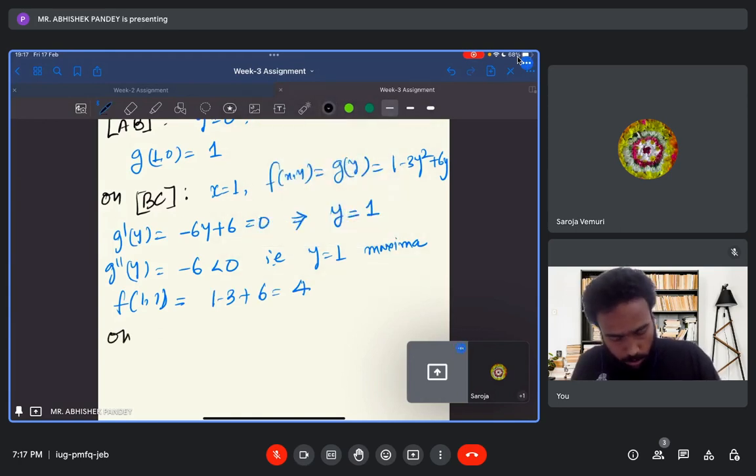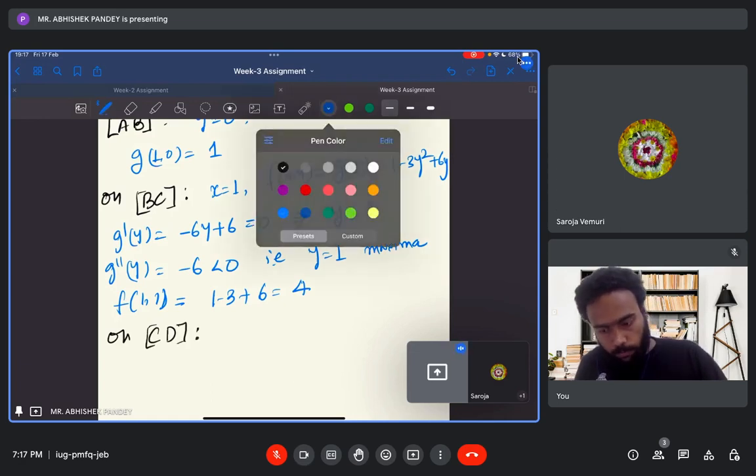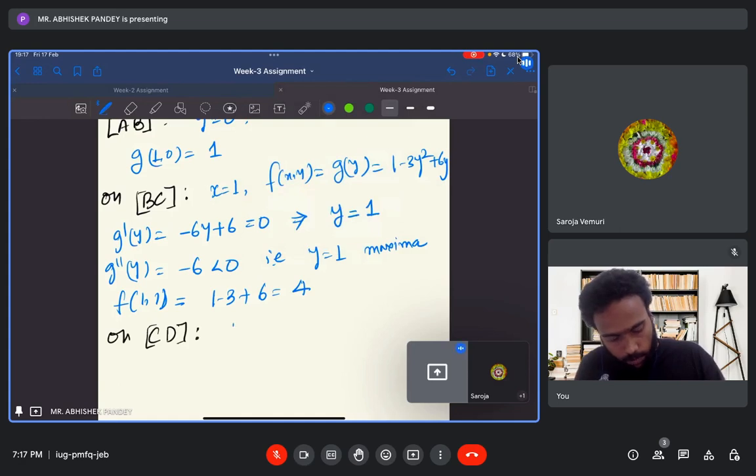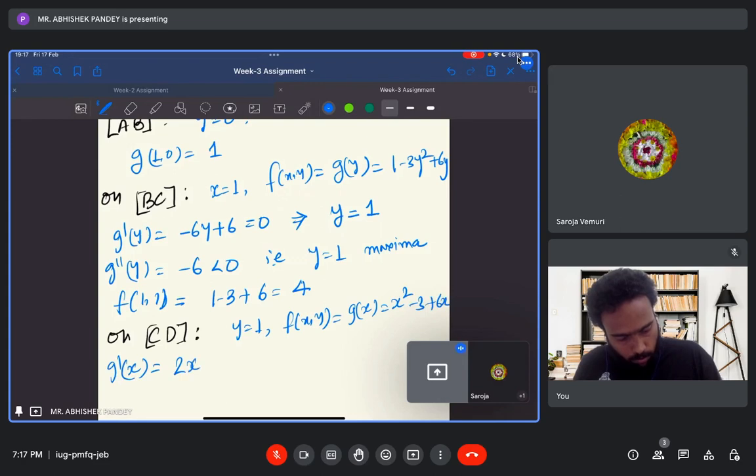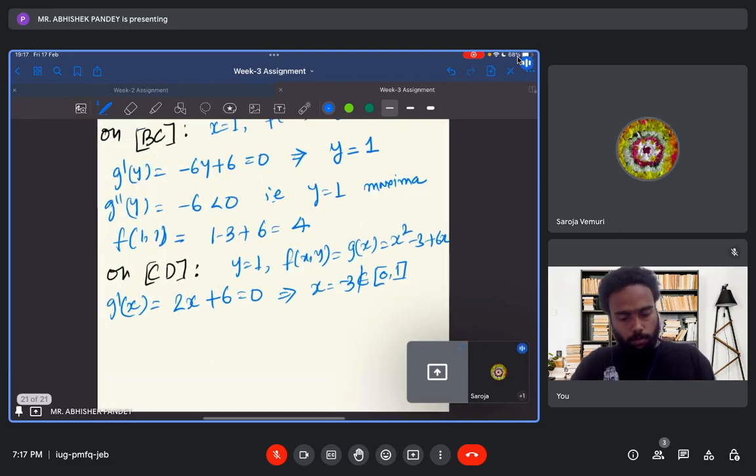On the line segment CD, your y equals 1, so f is a function of x, which is x square minus 3 plus 6x. The derivative is 2x plus 6 equal to 0, which implies x is equal to minus 3, and this doesn't belong to 0 to 1. So no absolute maximum on this one.